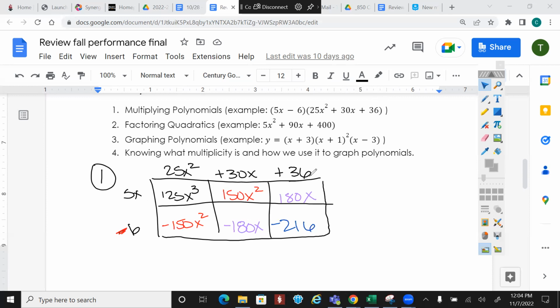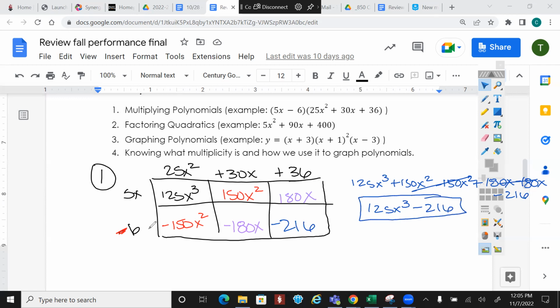So now we're going to take everything that's inside the box, and we're going to combine our like terms. That's going to give us 125x to the third plus 150x squared minus 150x squared plus 180x minus 180x minus 216. When we combine our like terms, these are all going to cancel, and we're left with 125x to the third minus 216. Again, you're going to write me a cute little paragraph over here, and you're going to tell me exactly how you solved that.